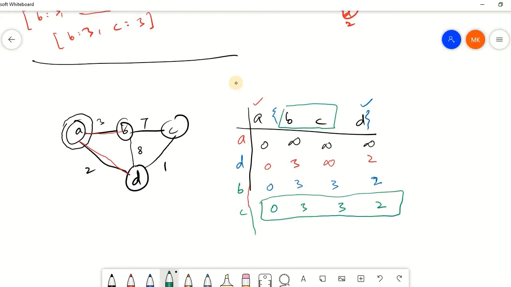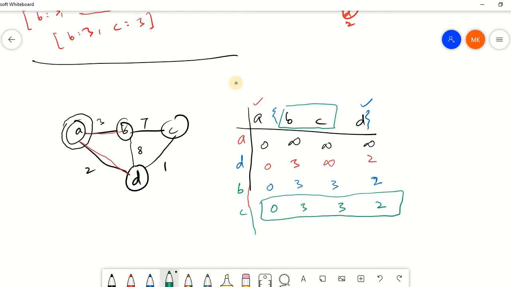The cost from A to A is 0, from A to B is 3, from A to C is 3, and from A to D is 2. That is the minimum cost. So that's how we can run the algorithm on any given graph and find the shortest path using Dijkstra's algorithm to all the other nodes in the graph.